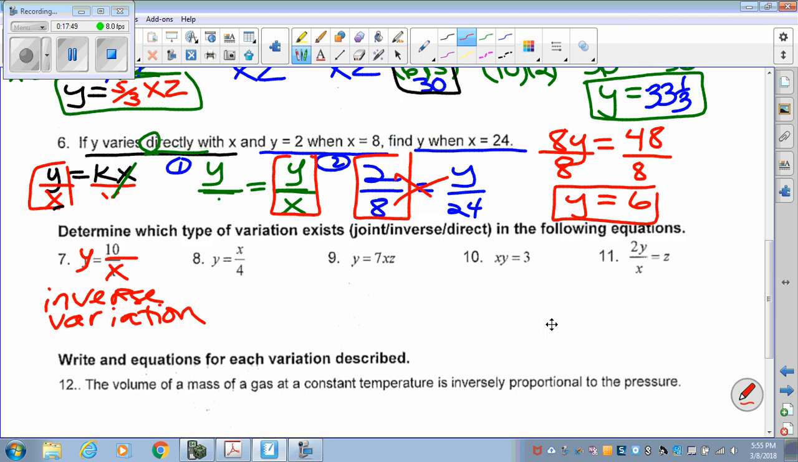Inverse variation. And this one, it looks inversely because there's a number in the denominator, right? But x is not in the denominator. It matters where x is. X is up here in the numerator, right? Y is up in the numerator too, so if x gets bigger, y is going to get bigger, and that would be a direct variation.